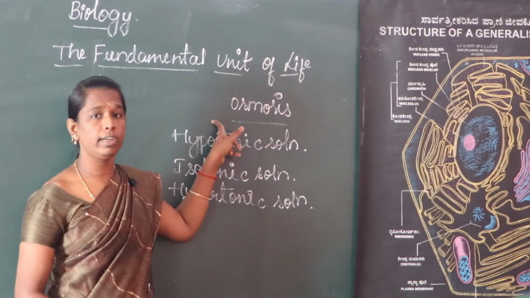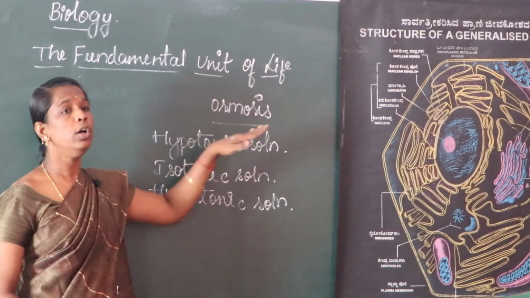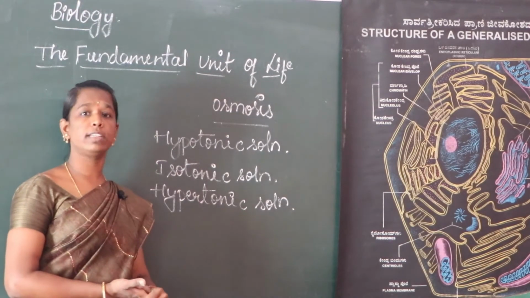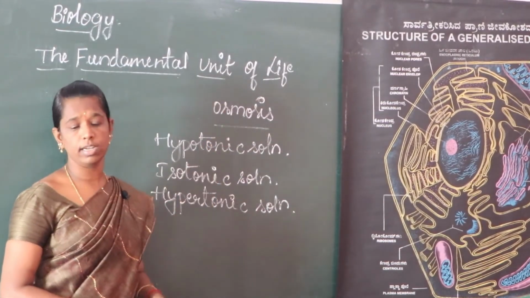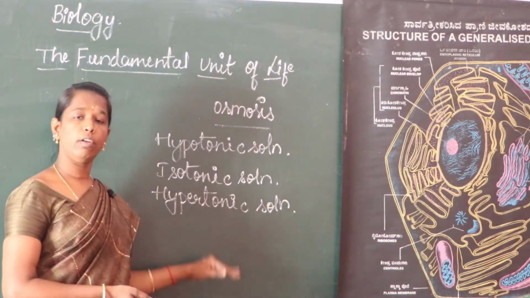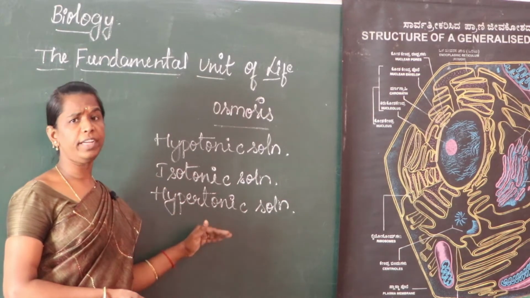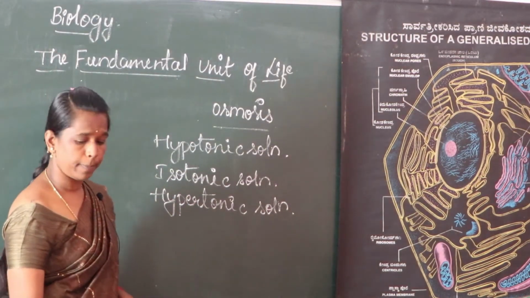Osmosis is the movement of water molecules from higher concentration to lower concentration. Okay children, write the definition and learn the definition. Learn and write these four definitions in your book, and also write them one or two times. Okay children, next one is the cell wall.